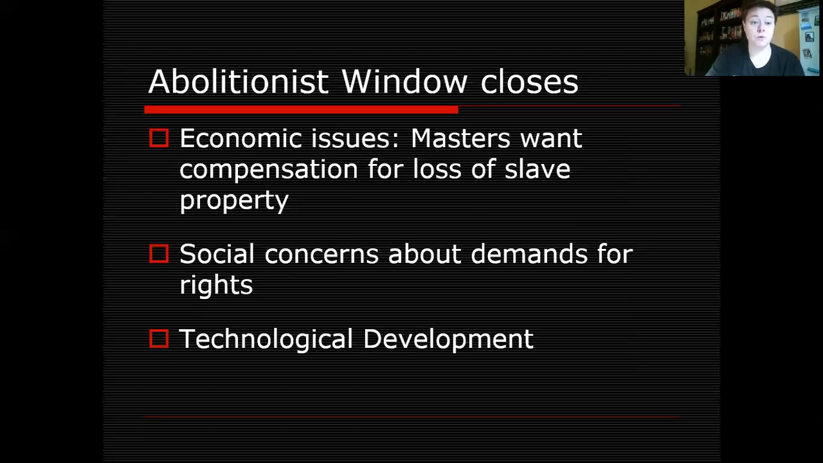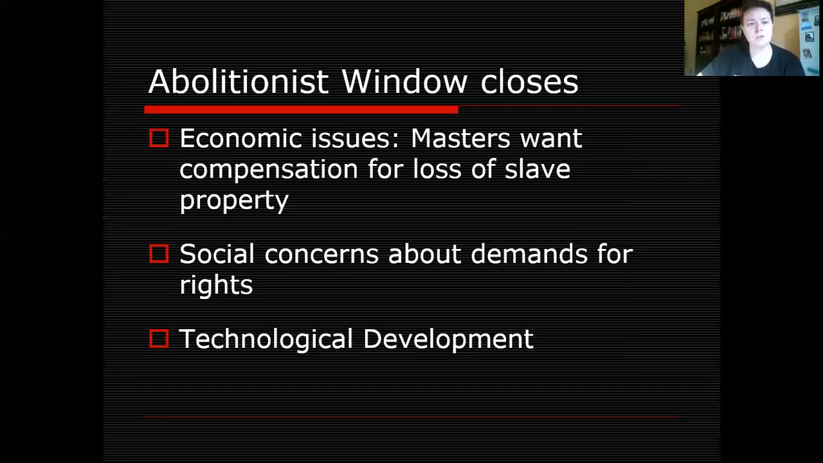And this raises a real question of, well, where would the money come from? Because we're talking about an enormous amount of capital that is invested in slaves. There's no way for the government to raise enough money to pay off masters what they think they're owed. So this question of compensation becomes a major stumbling block in terms of abolishing slavery.